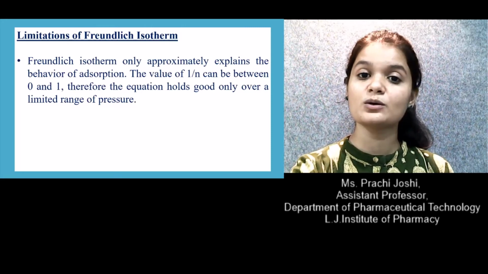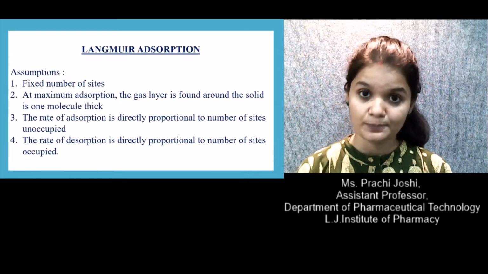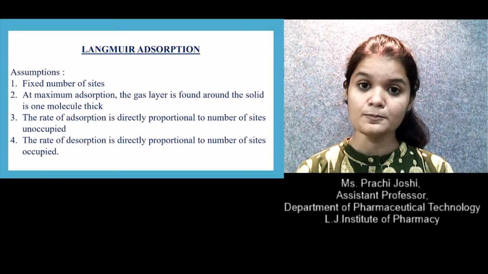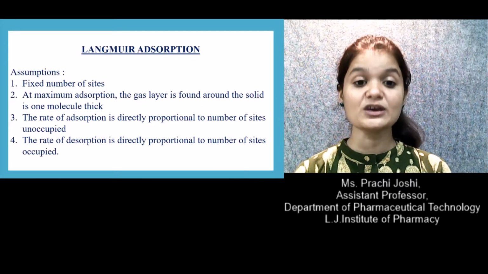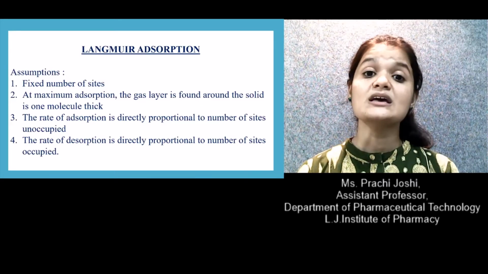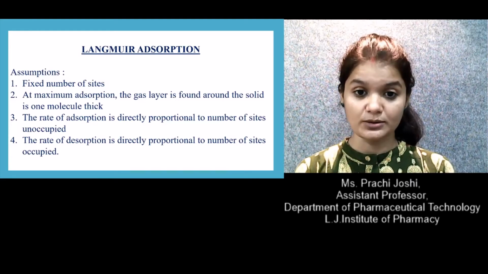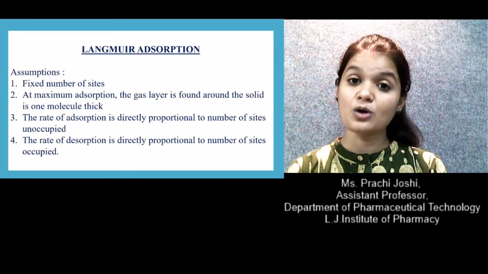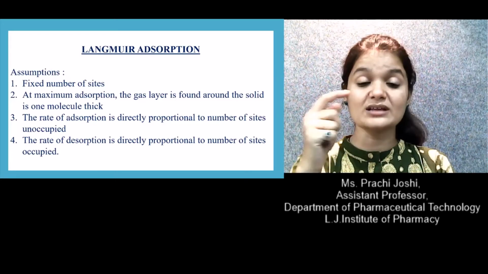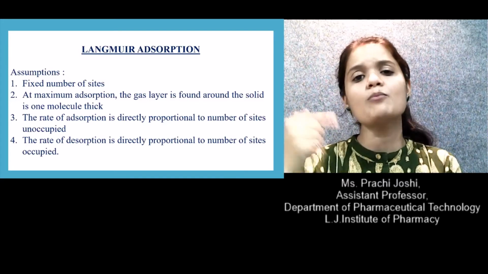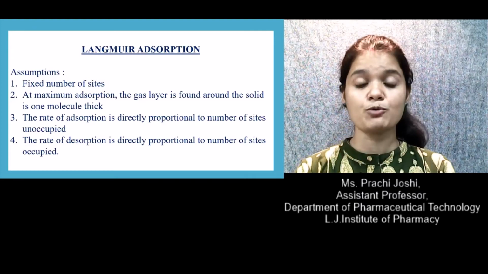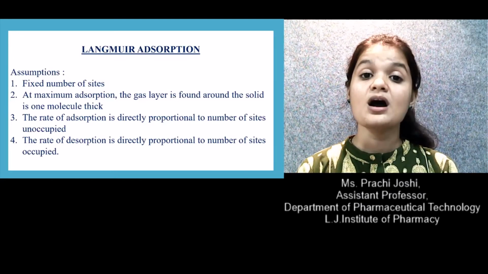So moving further, we had seen Langmuir adsorption. According to Langmuir, there are certain assumptions he has taken. The first assumption is that there is a fixed number of sites present to adsorb. Second, for maximum adsorption, the gas layer found around the solid is 1 molecule thick. You can say it is 1 molecule thick, or a monolayer. Third, the rate of adsorption is directly proportional to the number of unoccupied sites.